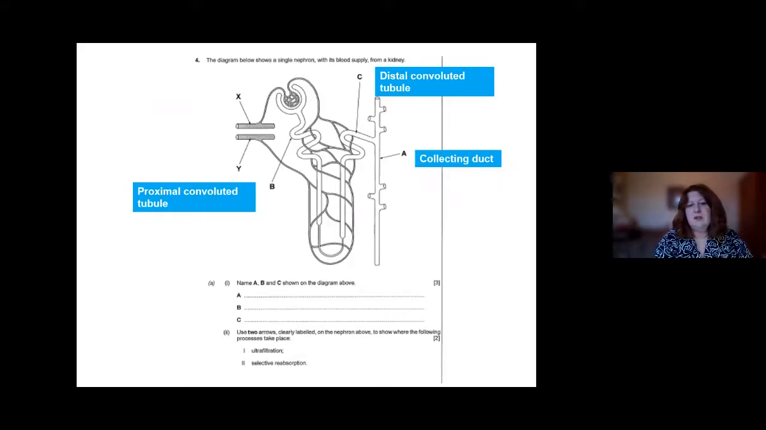And then it says put some arrows in. Where would you expect ultrafiltration to occur? Did you think here, in which case that will be fine? Anywhere between the glomerulus pointing to the Bowman's capsule will be fine, and for selective reabsorption, point to a part of the proximal convoluted tubule.